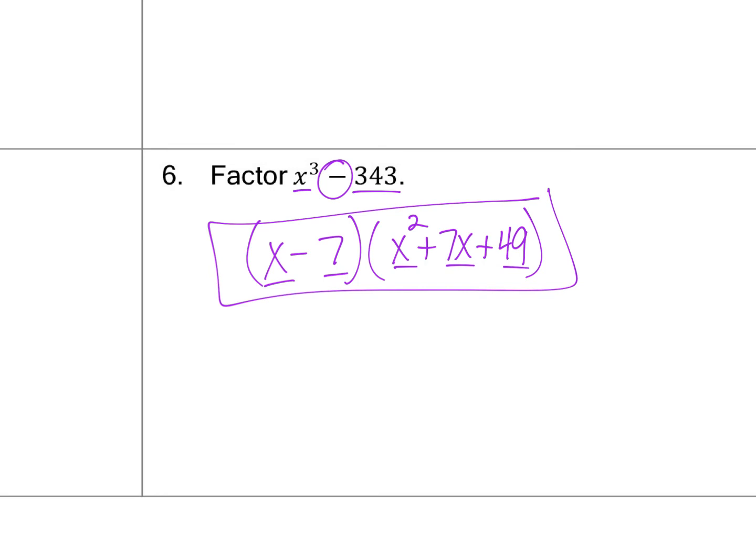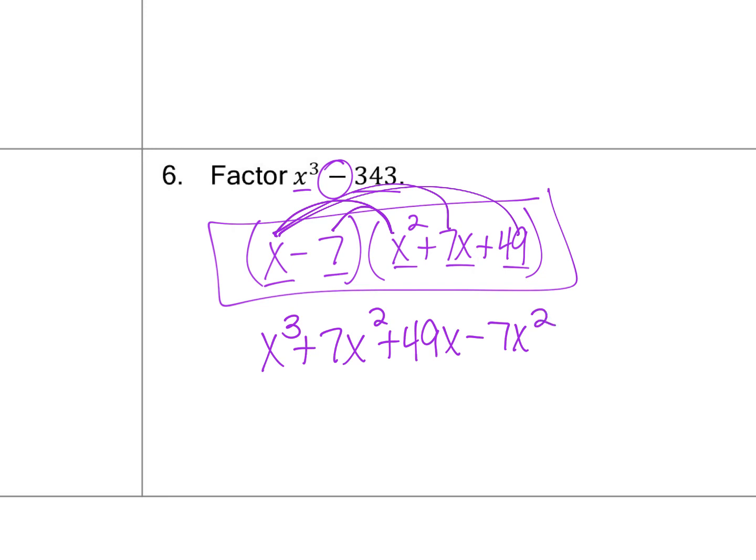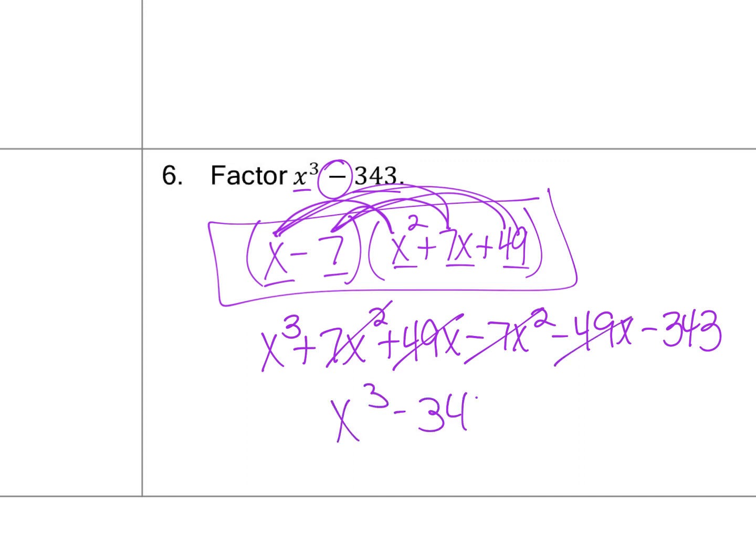Again, you can always multiply it through, and it should give you back your original. So real quick, let's just check that. So x times x is x cubed. That would be 7x squared. That would be 49x. Negative 7x squared, negative 49x, and negative 343. So notice those cancel, we're left with the original. So that's a great way of checking your factoring. Make sure that they equal. When you multiply it back together, it should equal the original.